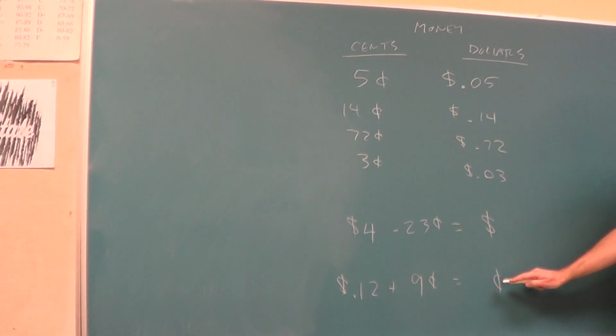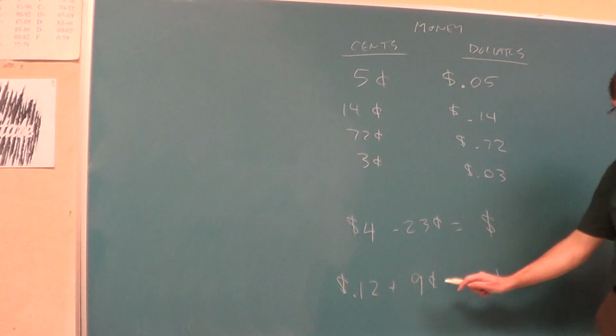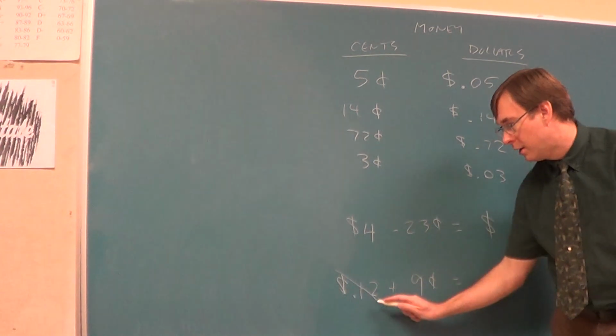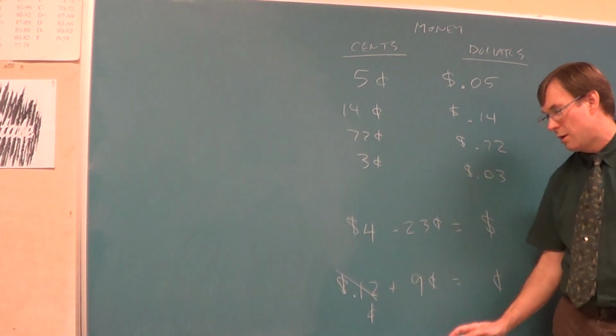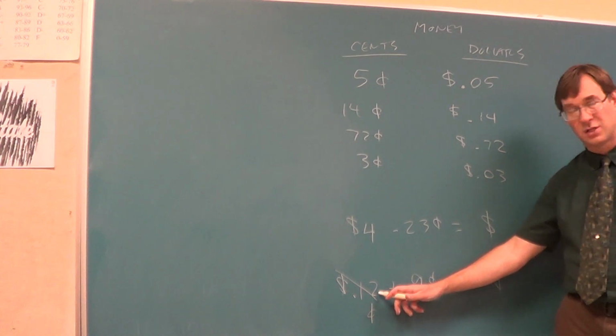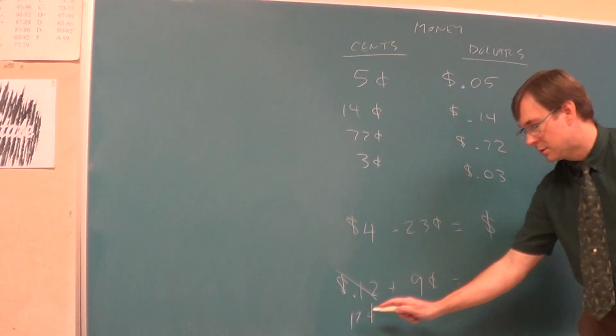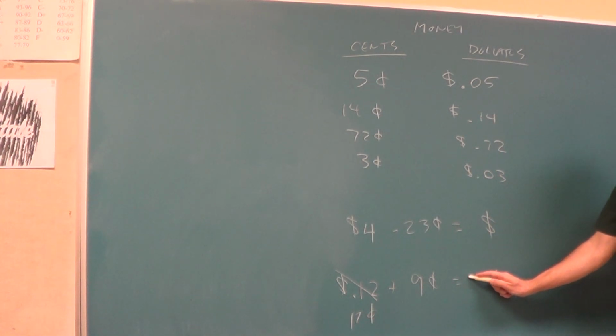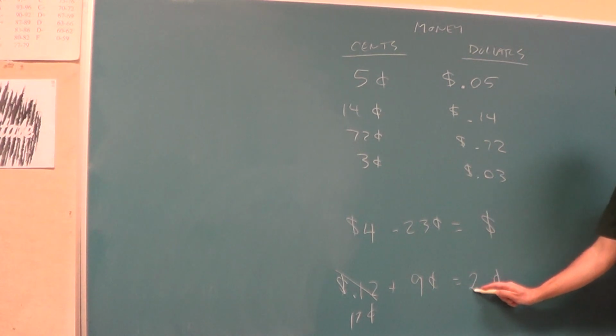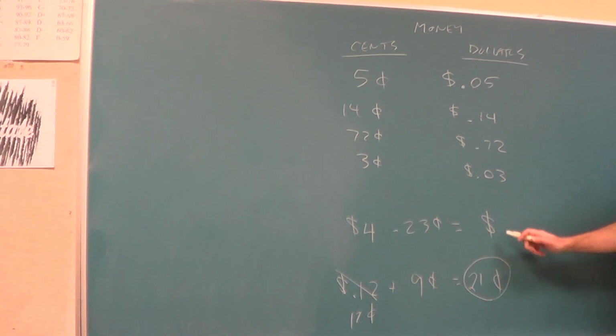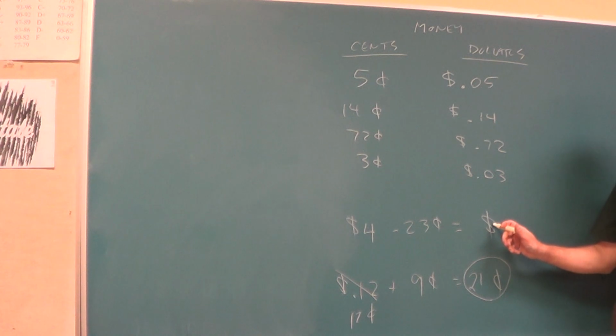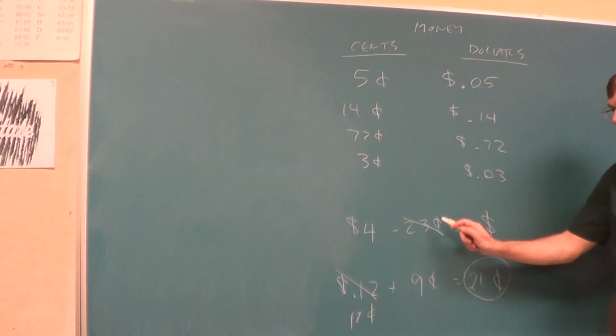Let's do the cents one first, okay? So if I want a cents answer here, leave the 9 cents alone, and at least in your mind, turn this into a cents style thing. Cents here would be 12 cents. 12 cents and 9 cents makes 21 cents.